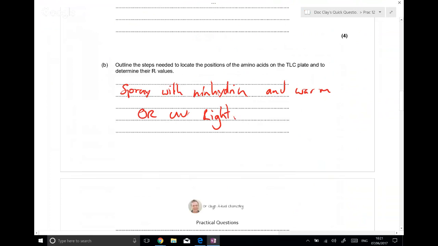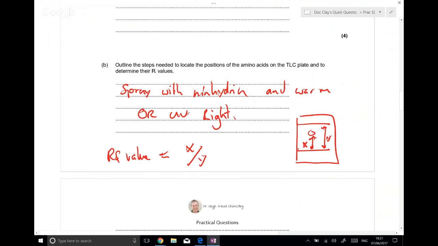So it's or UV light, and then you need to describe that you would measure the distance of the spots that we just talked about and divide that by measuring the distance of the solvent front, and that your RF value is then going to be, if I label this one X and this one Y, that RF is X over Y.